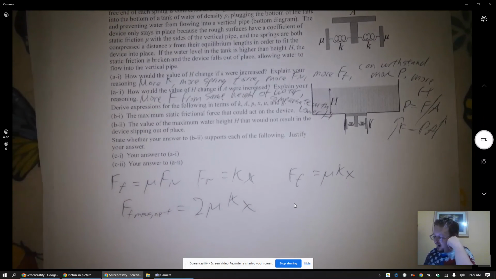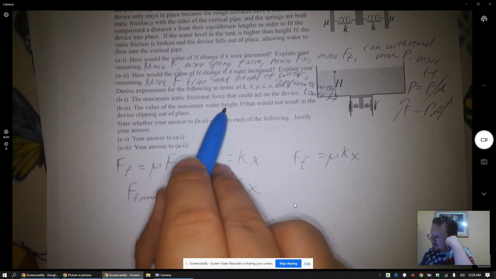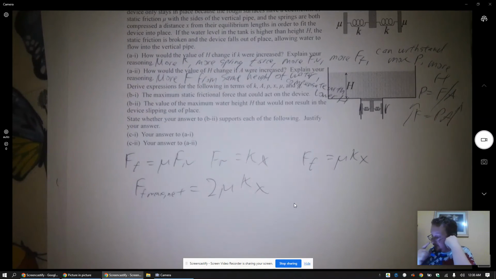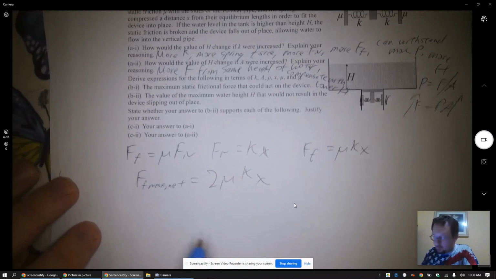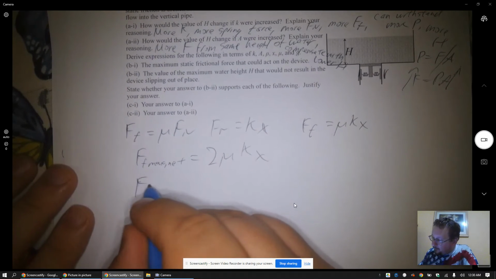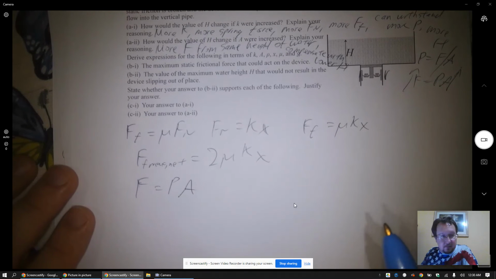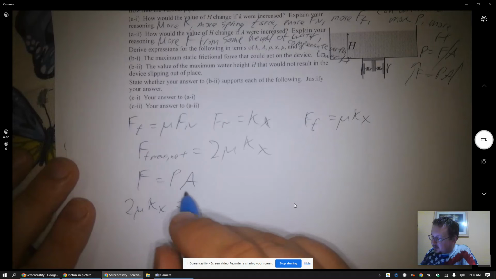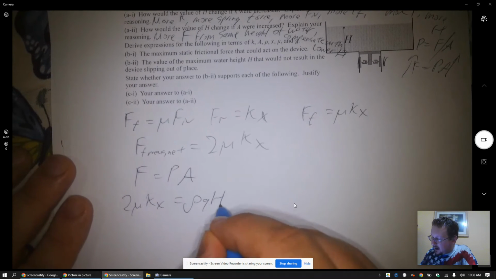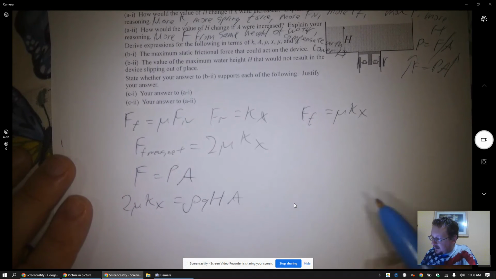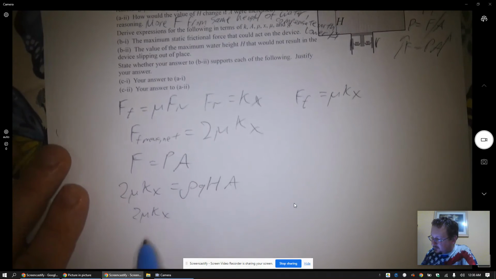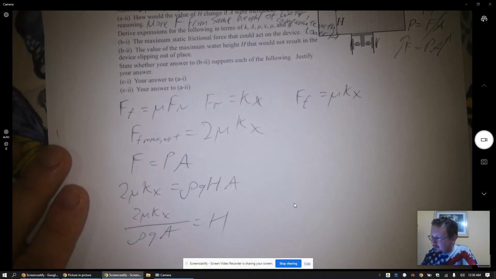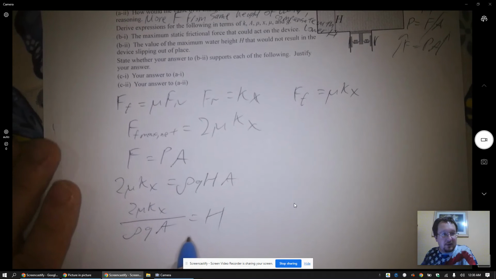The value of maximum water height that would not result in the device slipping out of place. Okay, so here we go. Force is equal to pressure times area. The force is 2 mu kx. x is the compression of the springs. Pressure is density, gravity, height, and the area is A. So then if I divide, I get 2 mu kx over density, gravity, area. That's the height. That's part B2.